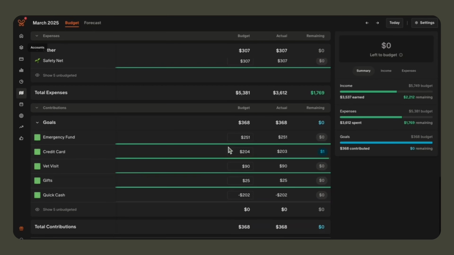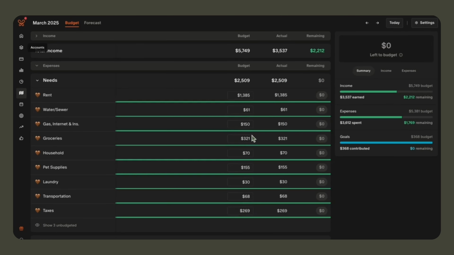And lastly, for my savings goals, I put $251 to my emergency fund. And then for my credit card, I was able to fully fund this with the $200 that I needed. And then the vet visit and gifts sinking funds were just automatically recurring. So that was $90 and $25 respectively. And I did have to withdraw $200, I think at the beginning of the month when I realized I was going to have to pay for that dietitian.